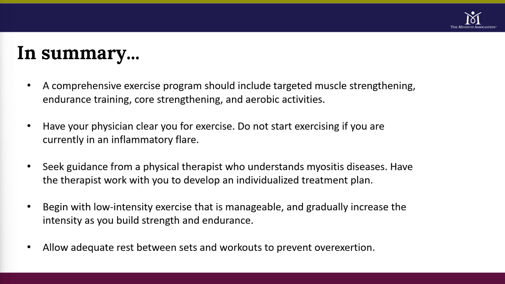So in summary, a well-rounded exercise program should incorporate muscle strengthening, endurance training, core exercise, and aerobic activities. So you don't need to do everything at once. Begin with 1 or 2 exercises that you can handle comfortably, and then as you build strength and endurance, gradually introduce other types of exercises.